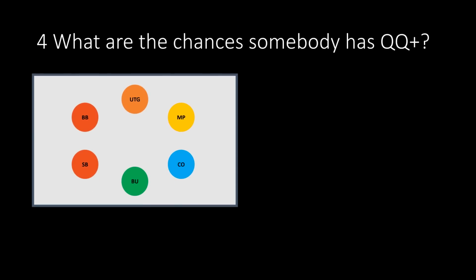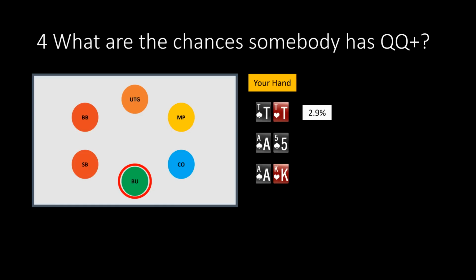But what are the chances when we're on the button? There we already learned something about position, how many opponents there are left, and why we can play so many more hands on the button in any poker game. Well, now if we have those three holdings, with pocket tens, only 3% of the time we're running into queens or better. With ace five suited, only 2.5%. And with ace king, if we raise 50 times, only one of those 50 times we would run into queens, kings, or aces. And against queens, we even have a coin flip.